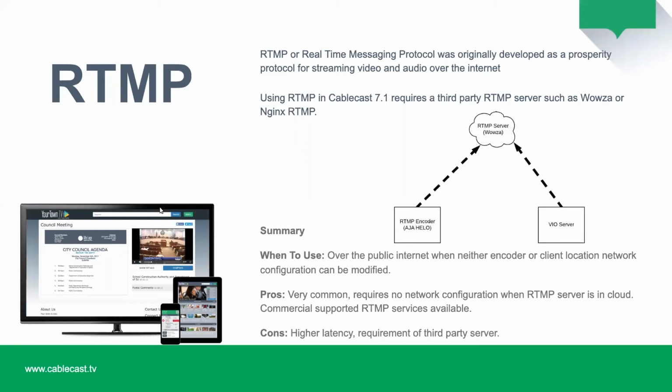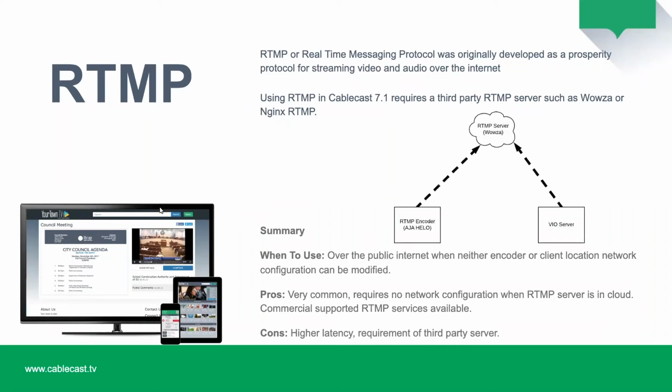Then Cablecast, on your VIO server or whatever server you're using that has 7.1 on it, will go up to that Wowza server and basically act as a player that pulls the stream from that location and is able to watch it. So basically we're acting as a viewer, just like any other viewer that would be pulling up a stream. So that's how we're pulling it in. So with RTMP, you do need that third-party server for this to work.